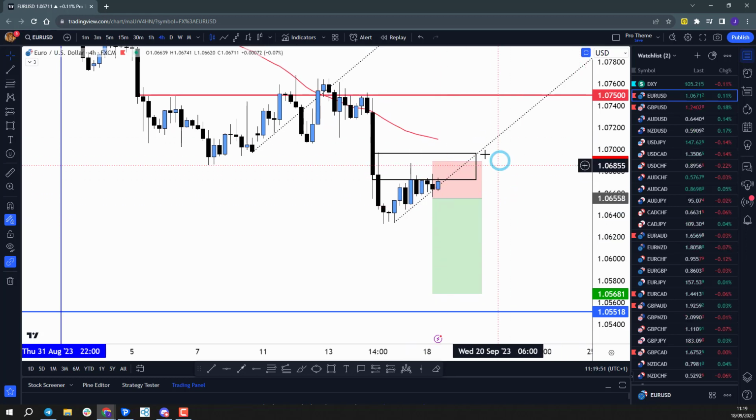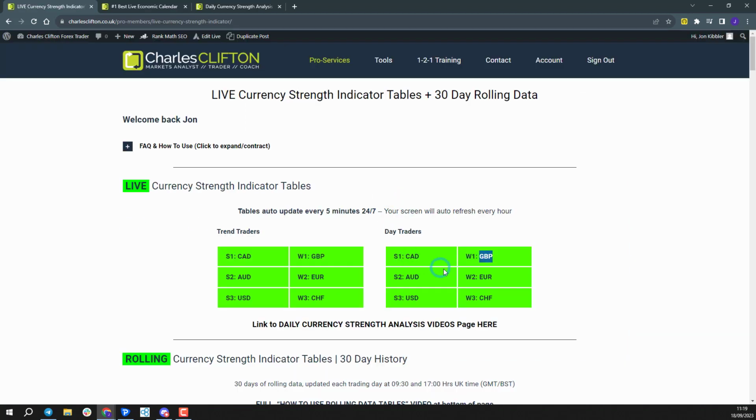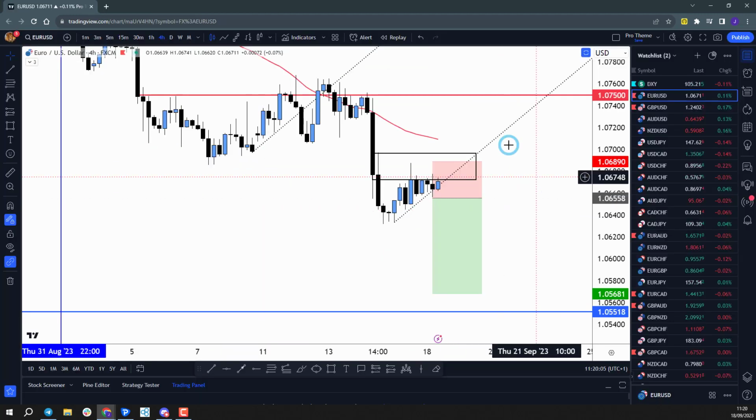So that's the kind of theory behind Euro US dollar at the moment, as well as the fact that we're backed up by the tables here with Euro as W2, dollar as S3 at the moment. So that's where I'm really kind of looking for an opportunity.